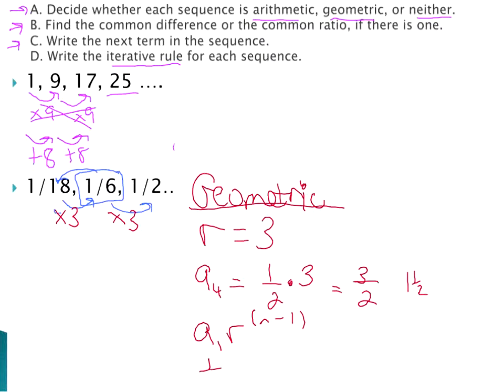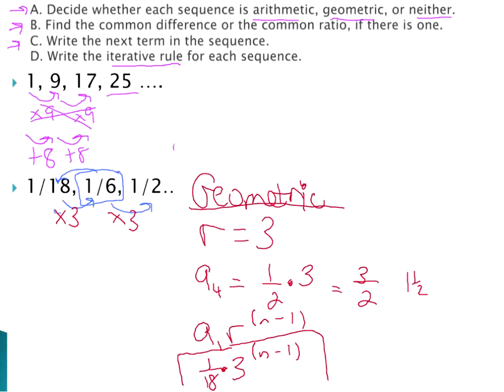So let's fill in what we have now. My a sub 1 is your first term in the sequence. That's 1 over 18. 1/18. My r that we just found is a 3, and n minus 1. And we are done.